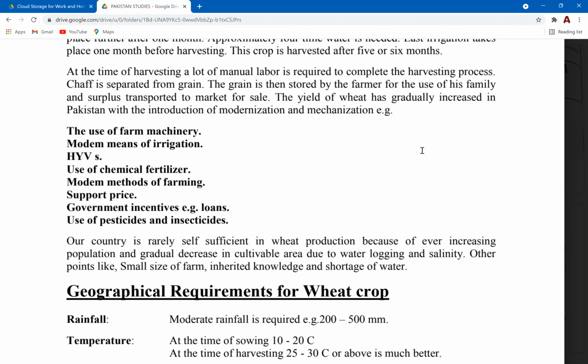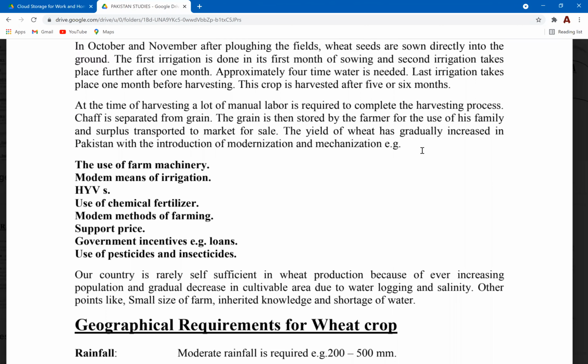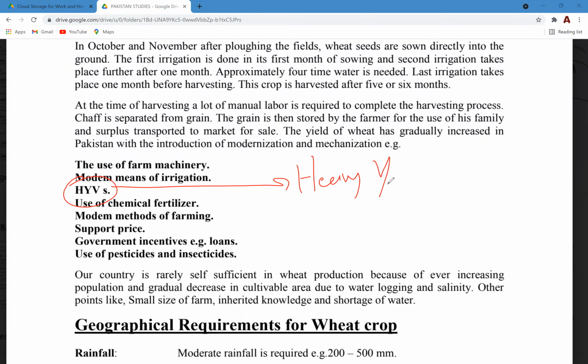Modernization, you can use fertilizers, heavy yielding, the HYVs, guys, this term over here. Heavy yielding varieties. These are the types of seeds. So these are the best quality seeds that you can have, and they grow. And they require less water, fertilizers to grow.